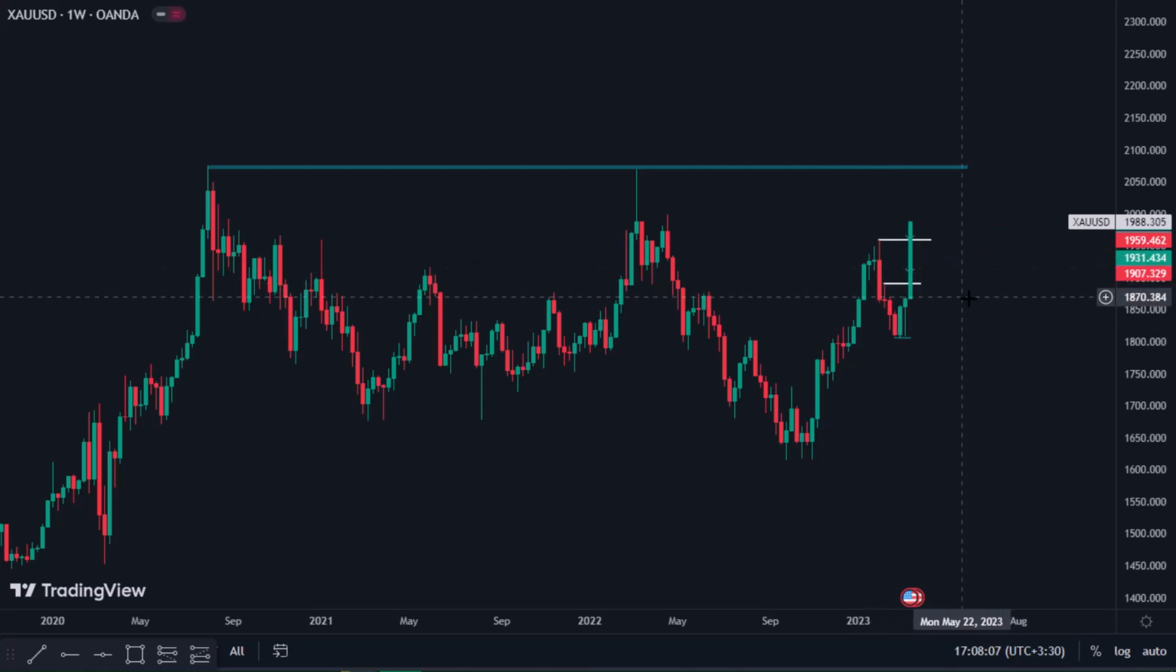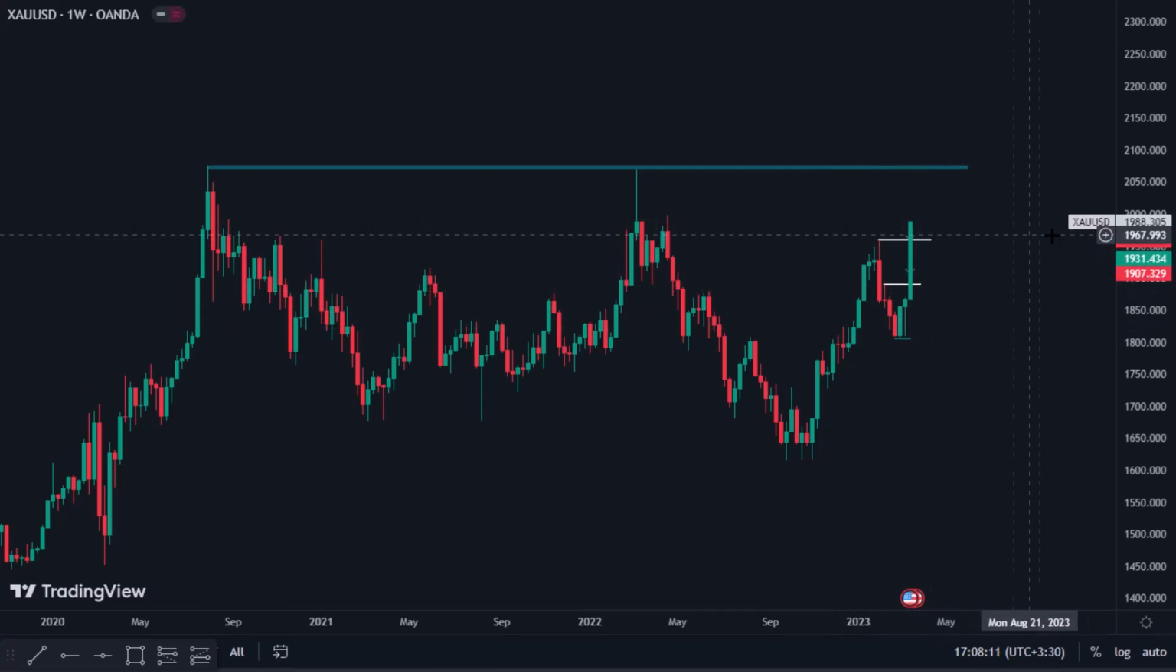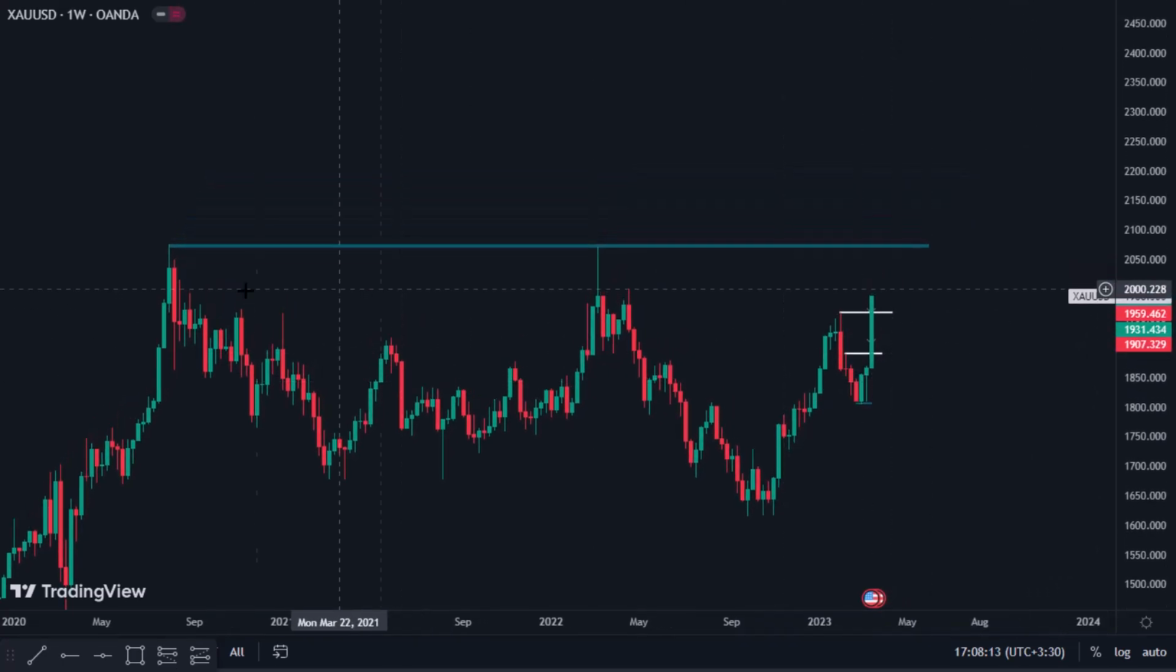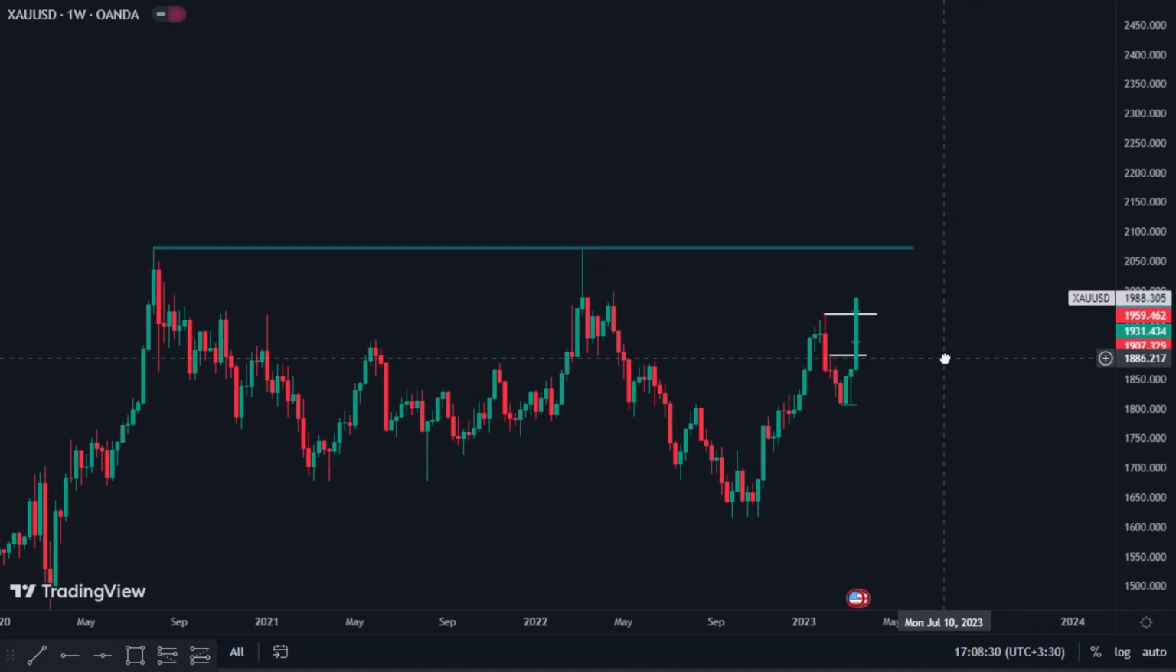As you can see, the price is going up right now, and the major resistance we have in front of us is this level. The price here is 2070 to 2075. This area can be a really nice resistance for the gold price in the future, and let's see what's gonna happen.